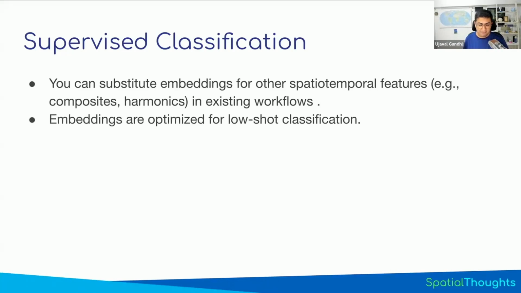Embeddings work really well for low-shot classification. That means just with few samples, they can separate out different classes. In a typical classification workflow, you need hundreds of samples to do it accurately. If you use embeddings, just with a handful of samples, maybe 10 or 20 samples of each class, you can get a pretty good result because the embeddings can be separated much more easily by the classifiers.